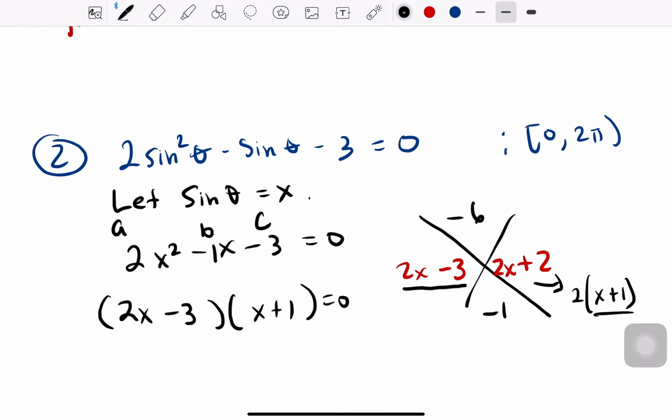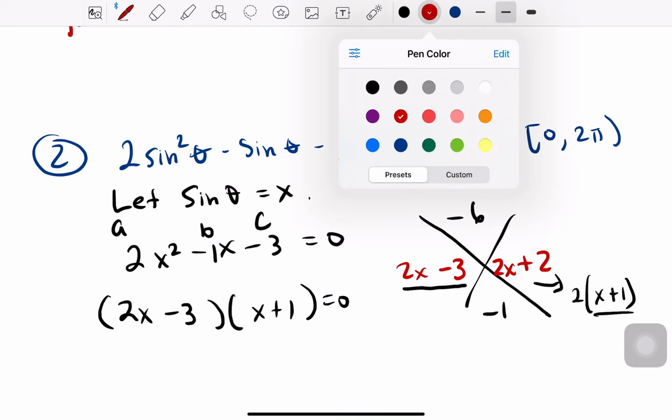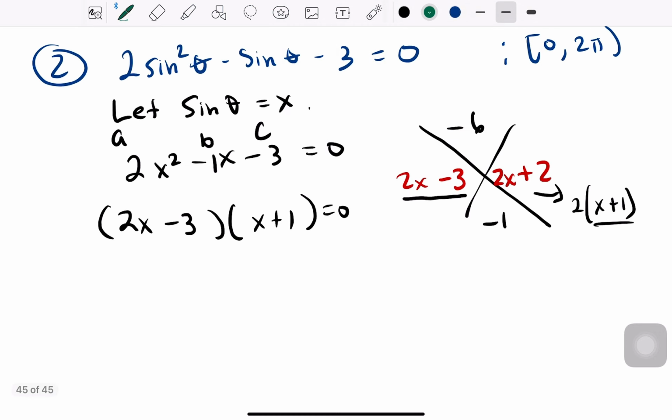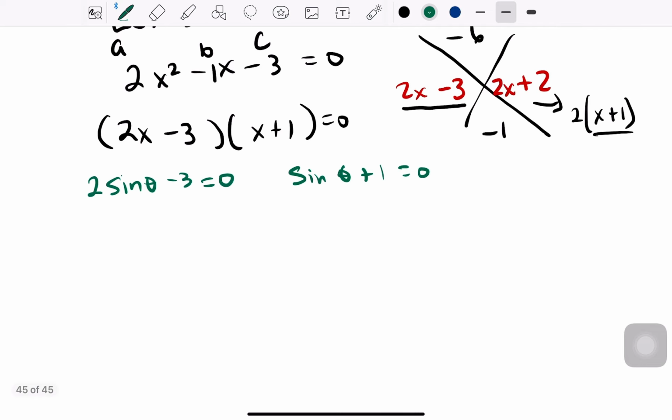This is where we're now able to go back to where we were before and actually start solving for sine theta. So instead of having x now, we reverse the process here and plug sine theta back in. So that's 2 sine theta minus 3 equals 0, or sine theta plus 1 equals 0. Now, for the left-hand side, again, we do as we did before and solve for sine theta. I'm going to skip a couple steps here, and sine theta is equal to 3 over 2. And the other one is sine theta is equal to -1.